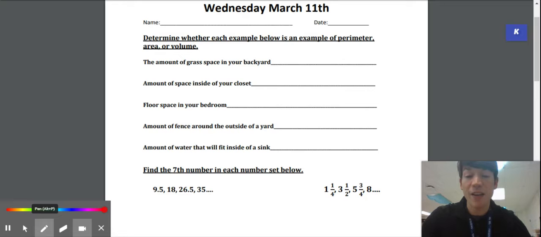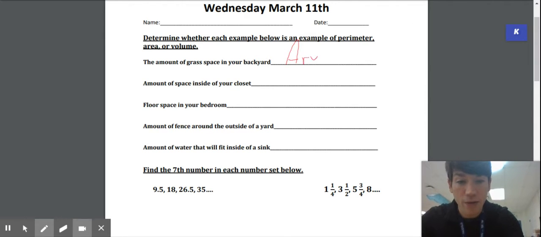So the first one says the amount of grass space in a backyard. So that's the amount of flat space in a backyard. So it's definitely not going to be volume because it's talking about the amount of flat space. It's not just talking about around the edge, it's talking about all of the space. So that's going to be an example of area.